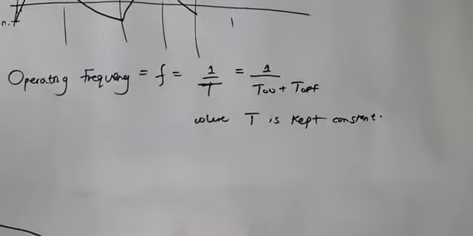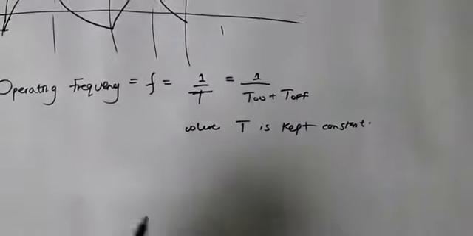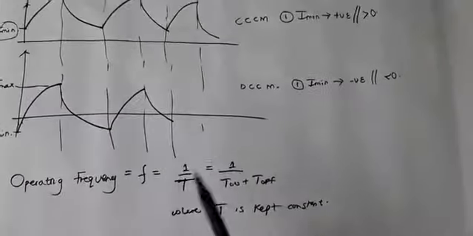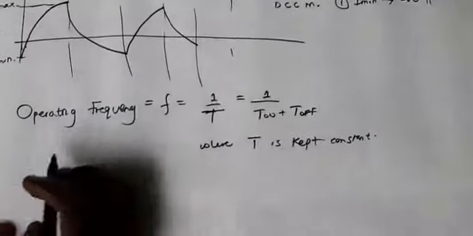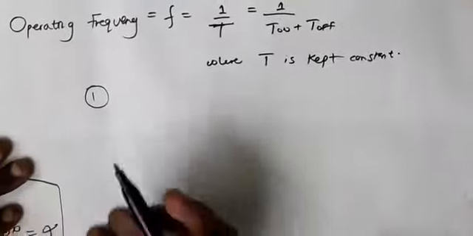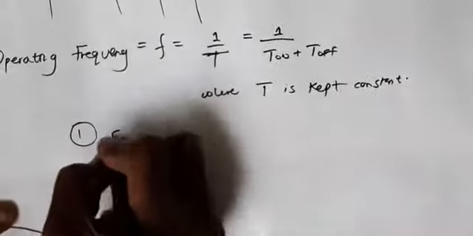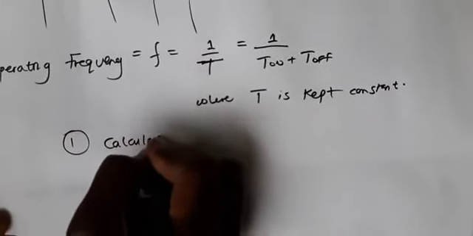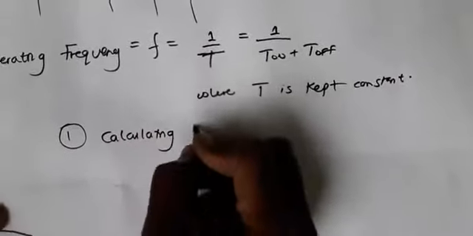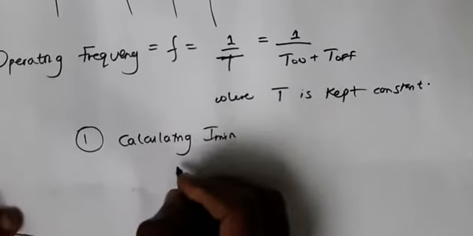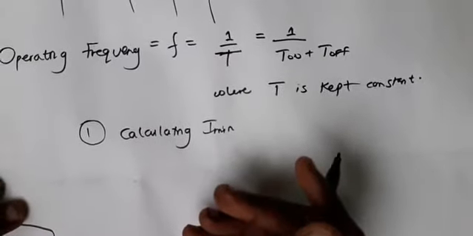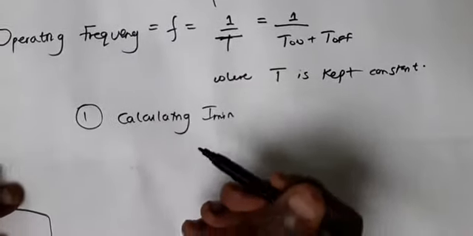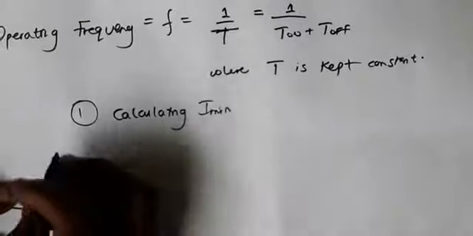In the next video, we are going to discuss ways of determining whether we are operating in continuous current conduction mode or discontinuous conduction mode. But briefly, I'm going to list them here. The first way, which we have seen, is by calculating Imin. When Imin is positive, or greater than 0, we say continuous current conduction mode. And when Imin is negative, that is discontinuous current conduction mode.